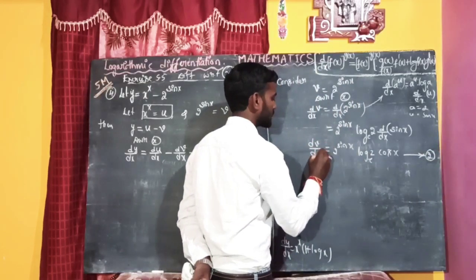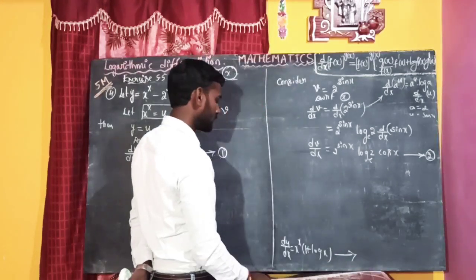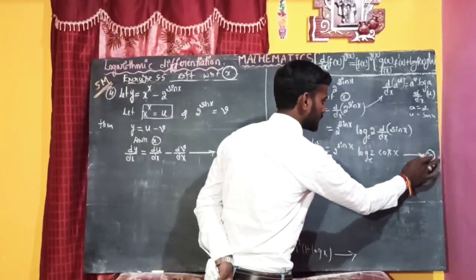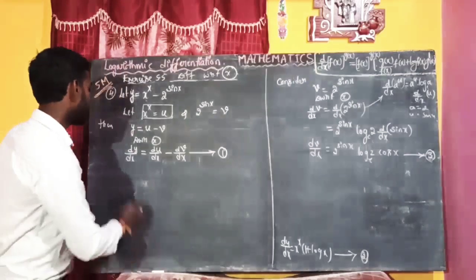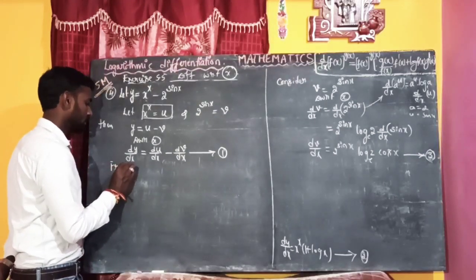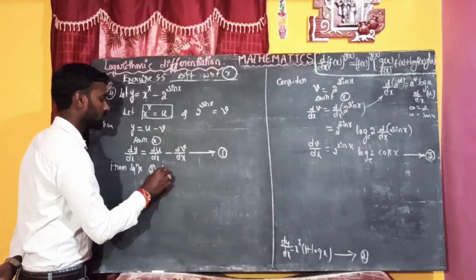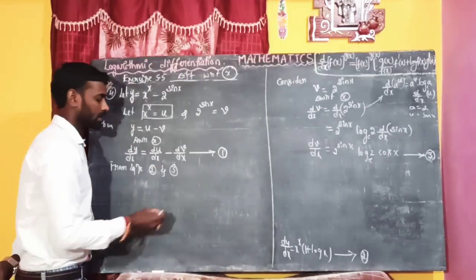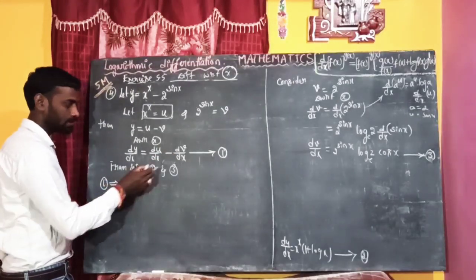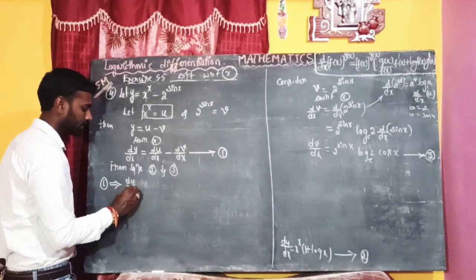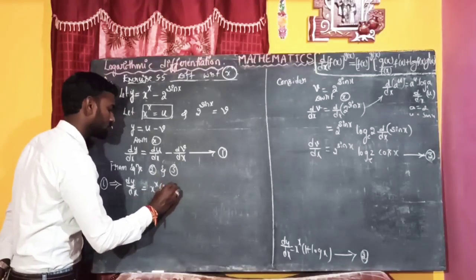This is dv by dx. Now observe, guys, this is equation number what? I will call this function as equation 3, this as equation 2, and this is equation 1. From equations 2 and 3, equation 1 becomes, equation 1 means this is dy by dx, that is dy by dx is equal to du by dx, which means x to the power of x into 1 plus log x.